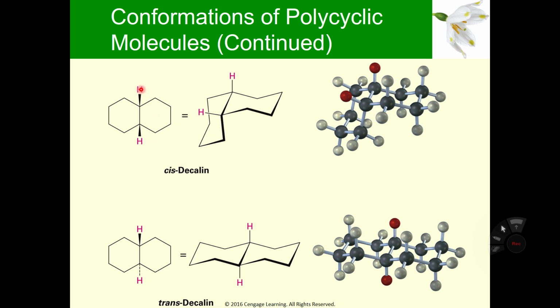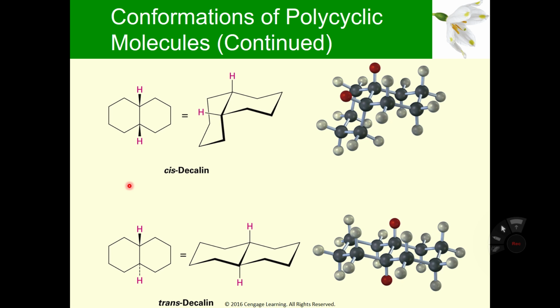And because both hydrogens are on the same side, these two rings should be on the same side also. Therefore, this compound is called cis-decalin because two 6-membered rings are on the same side. In this case, these two hydrogens are on opposite sides, so these two rings should be on opposite sides. So we call this trans-decalin.